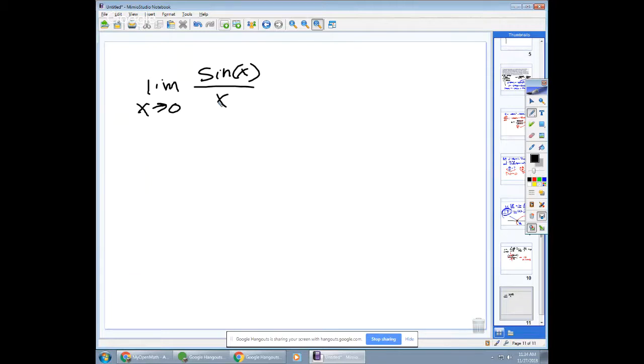So let's apply L'Hopital's rule. If I apply L'Hopital's rule, the derivative of the top is what? Cosine of x. And the derivative of the bottom is 1. And cosine of 0 is 1. So we can plug numbers in, right? Because it's 0, we can do this.